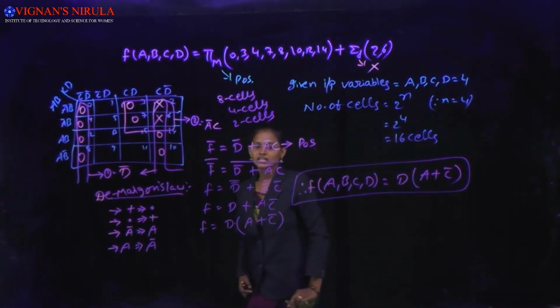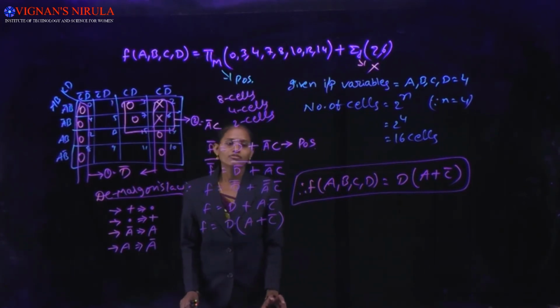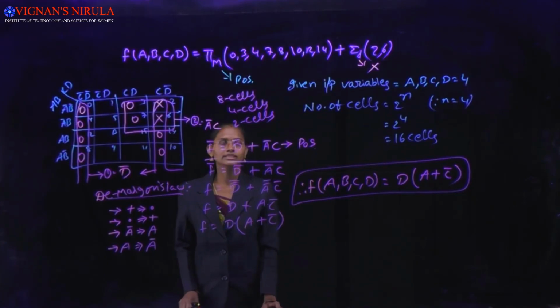Okay, these are the problems on K-map, with 3 input variables and 4 input variables. We are using the don't cares also.